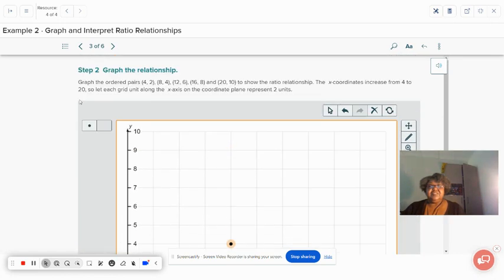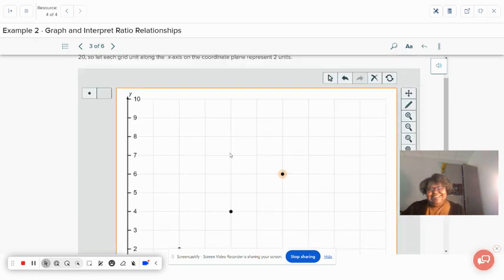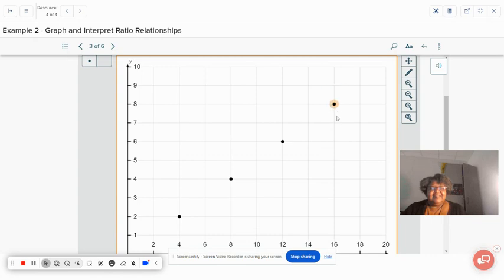My next one is 12, 6. So start at my origin, go over to 12, and up to 6. Okay, and 16, 8. Where did it go? Okay, 16, and then 8. So you start at your origin, you go over to 16, and then up to 8. And this one is going to be 20, 10, I think. Yeah.